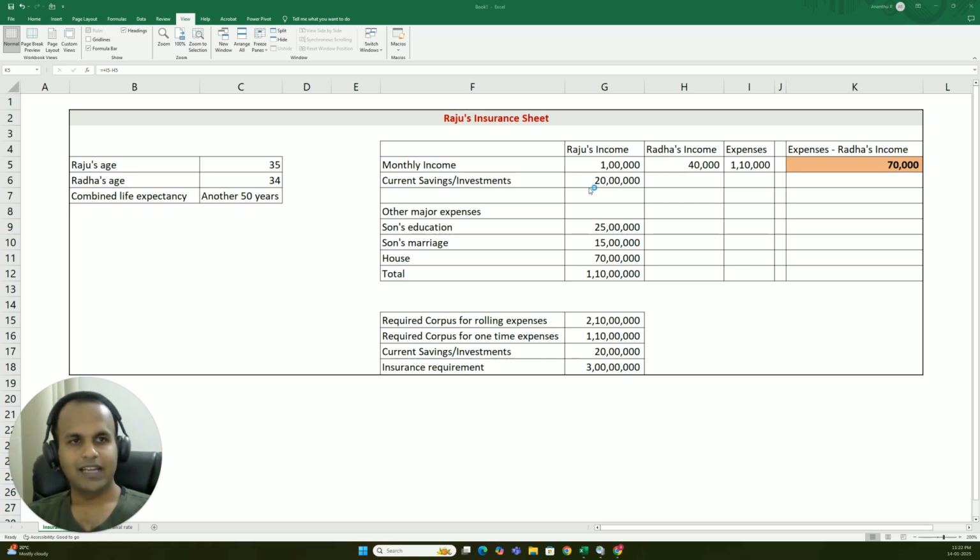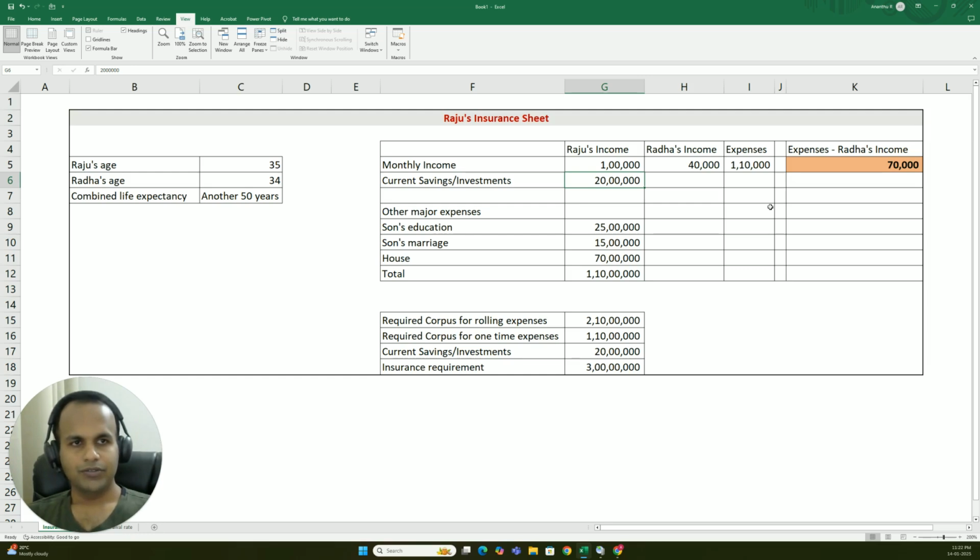So the story begins like this. Raju and Radha are a couple and they have a small son, not more than 5 years old. Let's discuss their financials a bit. Raju's monthly income is around 1 lakh and Radha's income is around 40,000. Their monthly expenses come to around 1 lakh 10,000, and they have current savings or investments of around 20 lakhs. Now we are making this sheet in order to calculate Raju's insurance need.